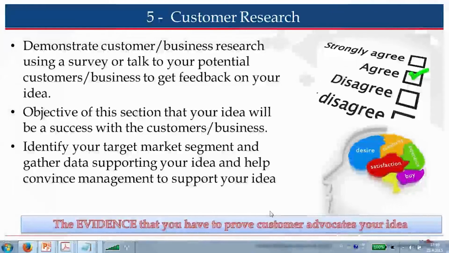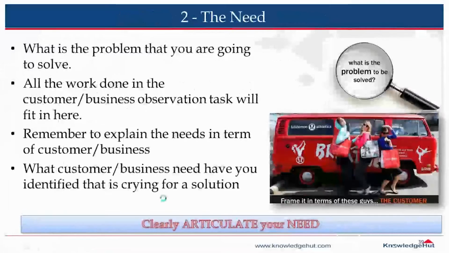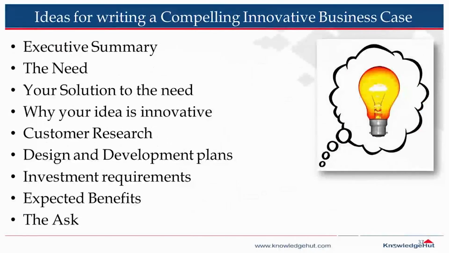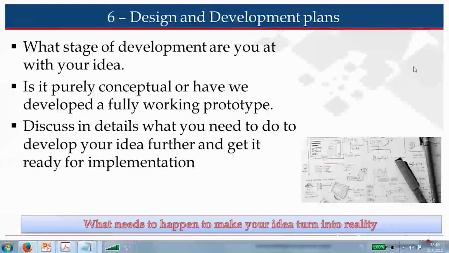So as it says, the evidence that you have to prove is that the customer is advocating your idea. So this is the fifth aspect that we have to consider when we are writing an innovative business case. And the next one is design and development plans. So you need to state clearly at what stage of development you are with your idea. Do you have a clear idea in mind? Do you already have a prototype working, or is it purely a concept, or do you have your architecture or vision in mind?